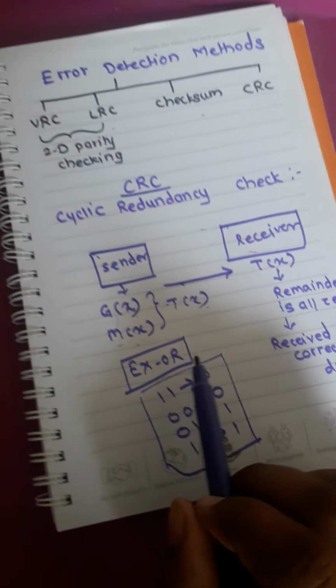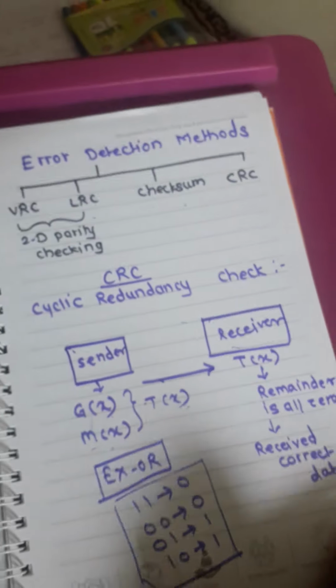Now before that, we have to append a number of zeros to the message. It will be better if we go with an example. That will be very easy for you to understand. So the example is like this.